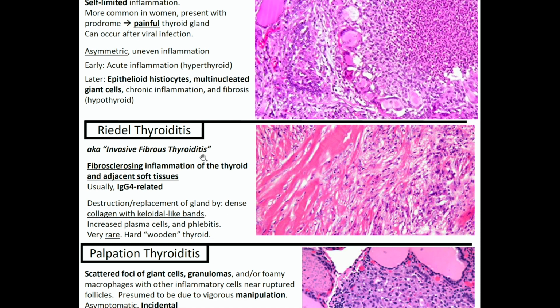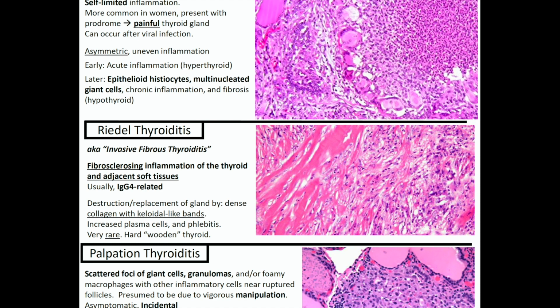All right, moving on, we've got Riedel thyroiditis. So Riedel thyroiditis is also known as invasive fibrous thyroiditis, which is a fibrosclerosing inflammation of the thyroid and adjacent soft tissues, usually IgG4 related, and you're going to have destruction or replacement of the gland by dense collagen with keloidal-like bands, with increased plasma cells and phlebitis.